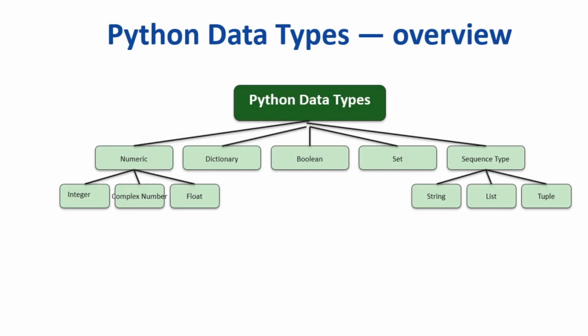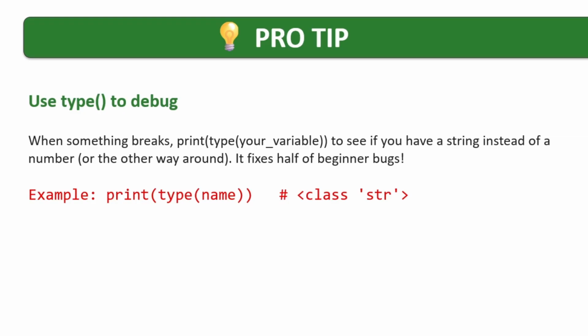So let's check out the different data types available in Python. Python has different categories of data types: numeric, dictionary, boolean, set, and sequence types. In numeric, we have integer, complex numbers, and float. In sequence types, we have string, list, and tuple. Today we'll see integers, floats, and strings. From tomorrow we'll go deep into strings, lists, tuples, dictionaries, and so on.